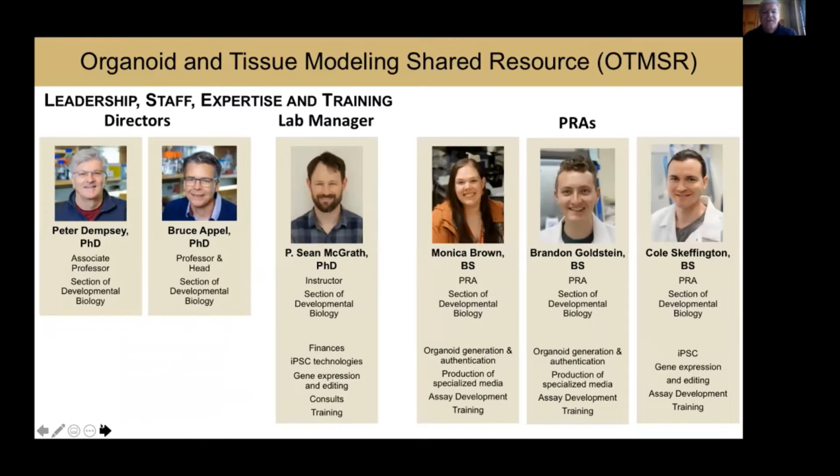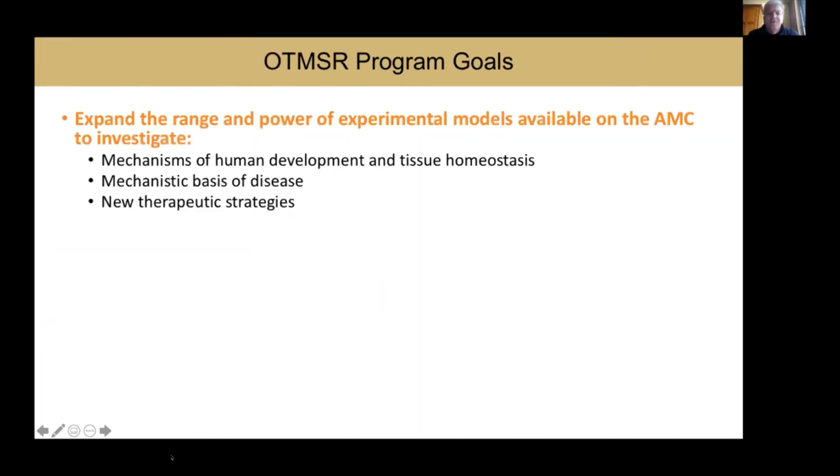So here is the way we're set up at the moment. I co-direct this with Bruce Apple, and we have a lab manager, Sean McGrath, who has expertise primarily in IPS technologies and gene editing and organoid technologies. And then we have 3 PRAs, Monica, Brandon, and Cole. Brandon and Cole are relatively new, and Monica is just about to leave us to go to graduate school.